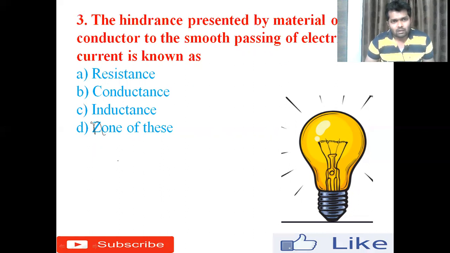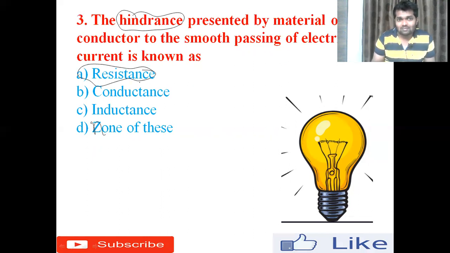So here option A says resistance, right? But we'll see the question in detail. The hindrance means the disturbance, obstacle provided by any conductor for the smooth, easy flow of the electric current is known as resistance. As we discussed in the previous question, resistance is the obstacle or hindrance or the disturbance for the flow of charges in an electric circuit.